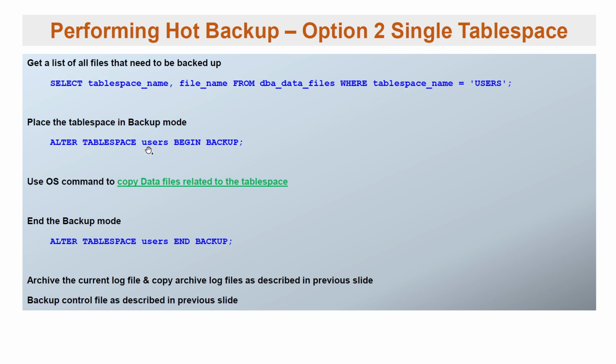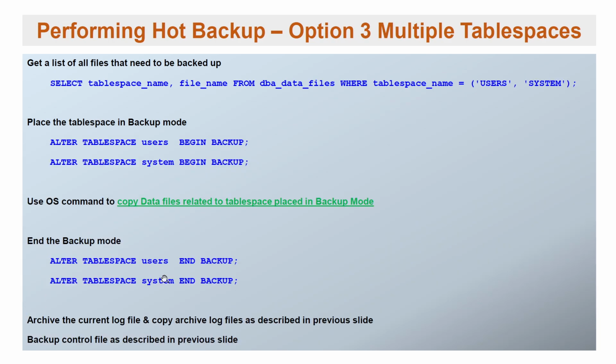So alter tablespace users begin backup. Then, using the operating system command, copy the data files related to only that particular tablespace. Once that is done, you will end the backup mode using alter tablespace users end backup. Now, as I mentioned in the previous slide, remember to archive the current log, copy all the archive logs, and back up your control file. So irrespective of how you take your hot backup, remember to archive the current log and back up the control file.